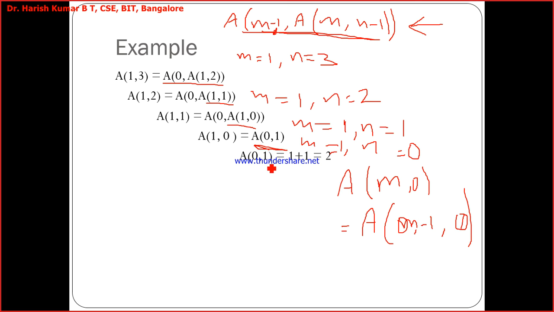I am taking the second argument, n, and to that I am adding 1. How much am I getting? 2. So I got 2.